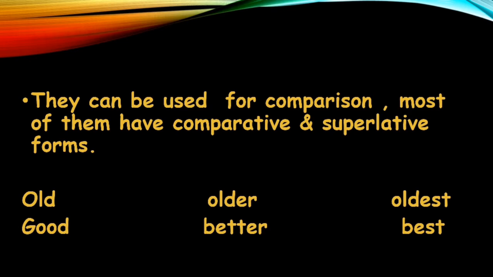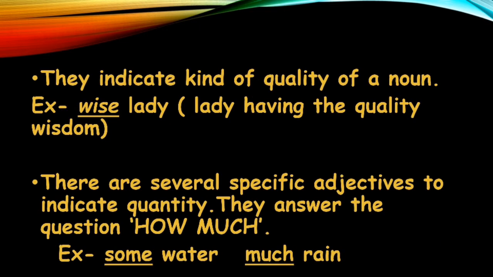Let's see, old is the positive degree, the base form, the original word. Older is the comparative degree and oldest is the superlative degree. In the same way good, better, best. So adjectives can be used for comparisons also. Here the words old and good are adjectives, and they are used for comparisons also.